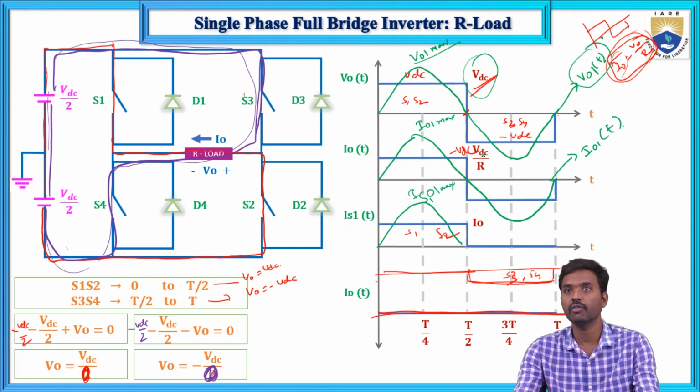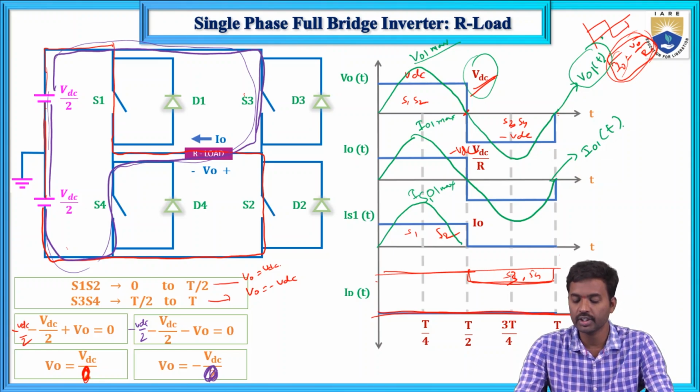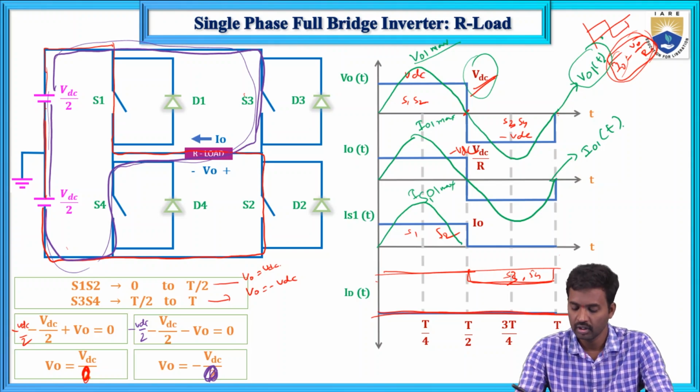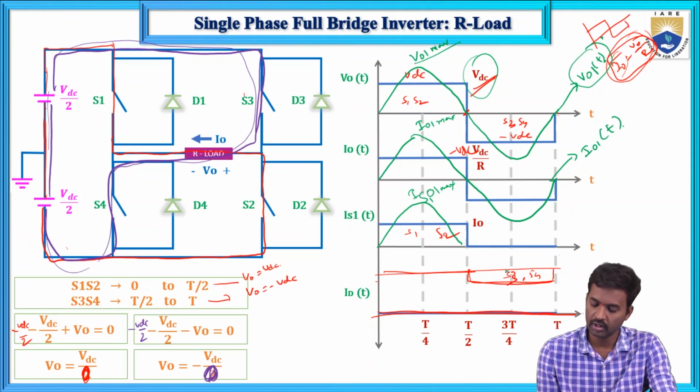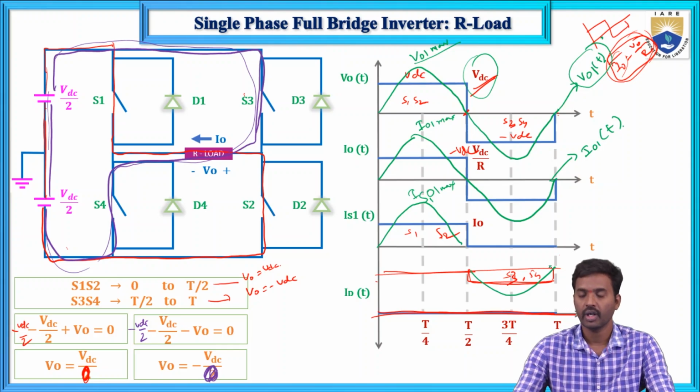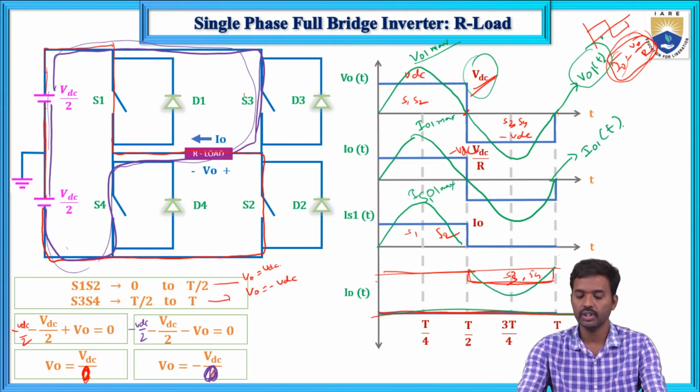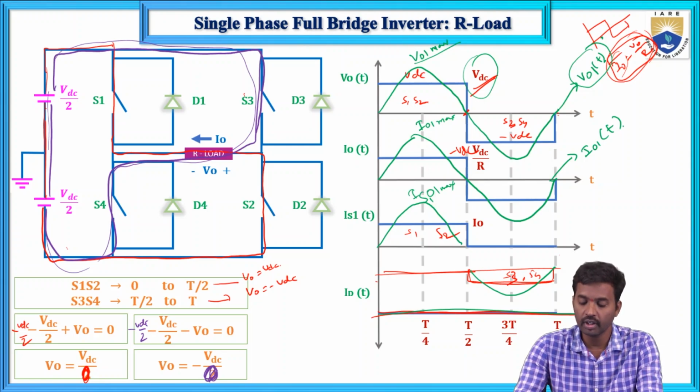Always this peak value of fundamental voltage, output current, and switch currents are always greater than this total output voltage, output current, and output switch currents. So now here this one is also same, and this diode current is 0. So these are the waveforms related to single phase full bridge inverter with R load only.